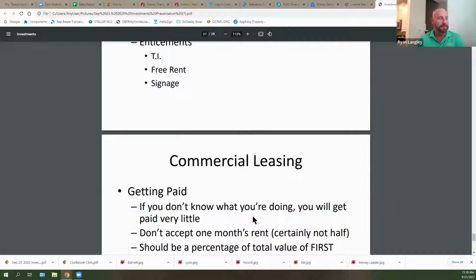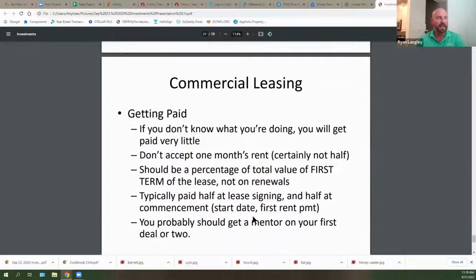Getting paid. Let's talk about this, because it's a question I get a lot from you guys. You do these commercial leases and you don't know how you get paid. If you don't know what you're doing, you'll get paid very little. You need to ask up front, what is my co-broke? That's what they call it in commercial. You guys get MLS offers the cooperating broker a percentage. There's no official, usually, unless you're buying one that was on the MLS, there's no official thing here.